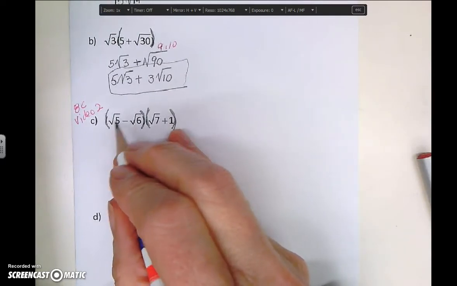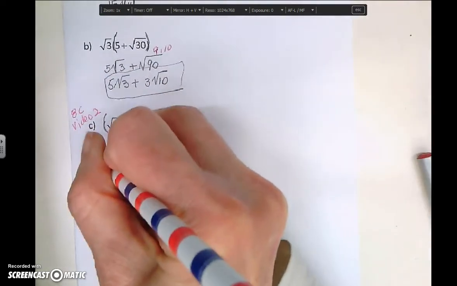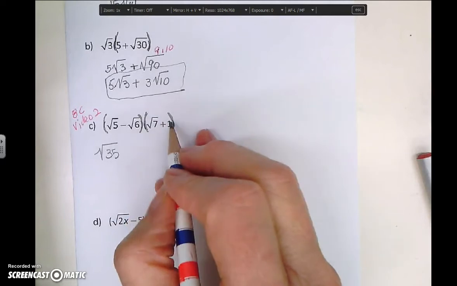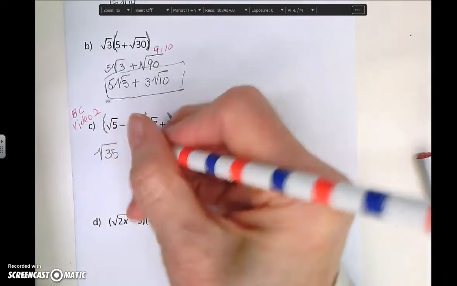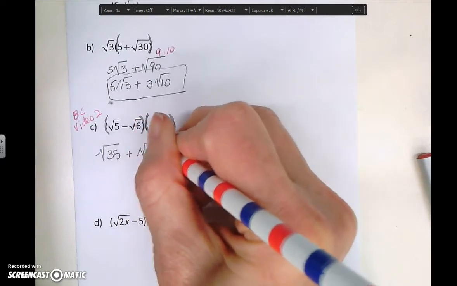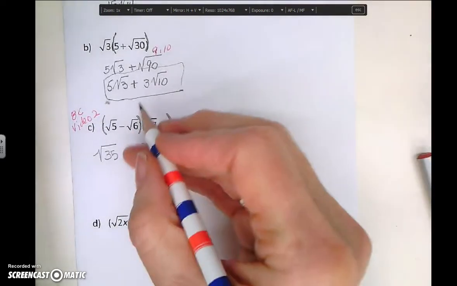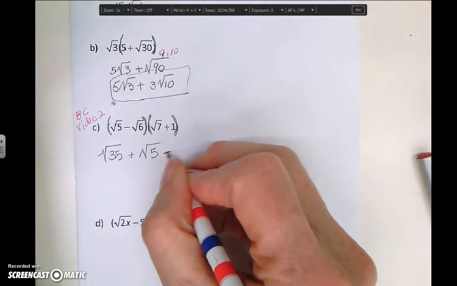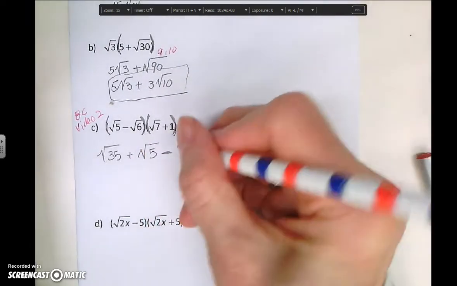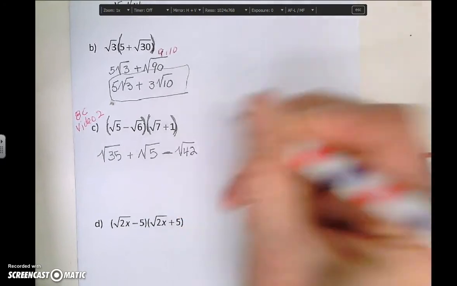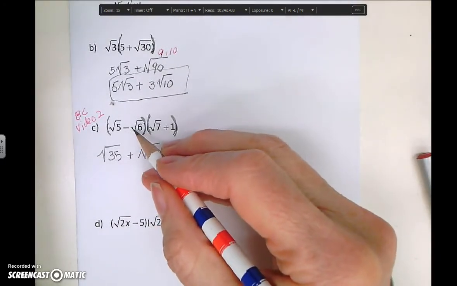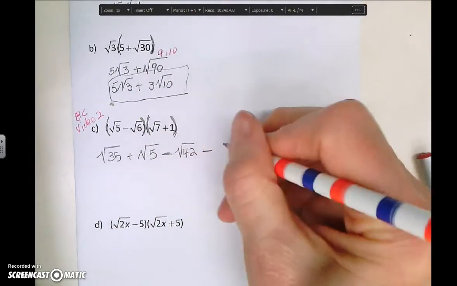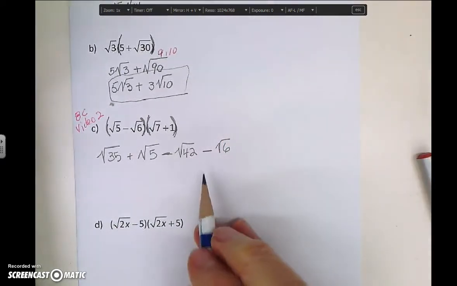So let's do this. Square root of 5 times square root of 7, they're both inside, would give me the square root of 35. Then the square root of 5 times the 1, this is outside, this is inside, it's going to be a positive 1, which I'm not going to write, square root of 5. Now move to the negative square root of 6, so they're both inside, so it's going to give me a negative, and then square root of 6 times square root of 7 is going to be the square root of 42. And then the square root of 6 times 1, again it's a negative, and outside and inside, so that's just going to be the square root of 6.